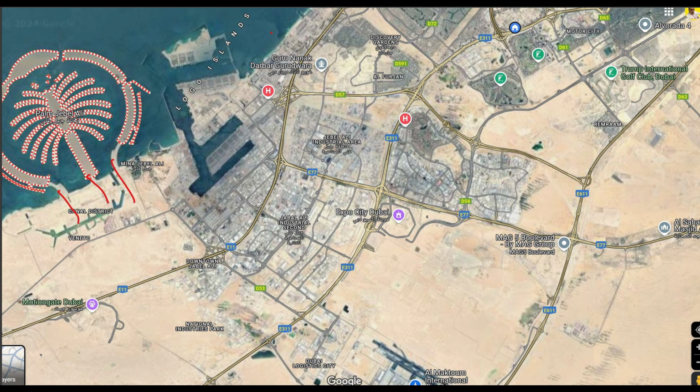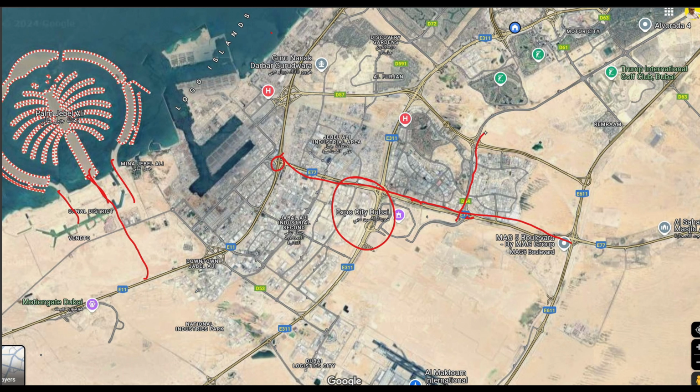Further, we need to understand the major locations close to Palm Jebel Ali. Here is Expo City. This is Expo Road, so it has an intersection with Sheikh Zayed Road. Further traveling on Expo Road, you connect to E611, which is Emirates Road, the main highway of Dubai. It takes you all around Dubai and all around the UAE, actually connecting all the Emirates of the UAE.